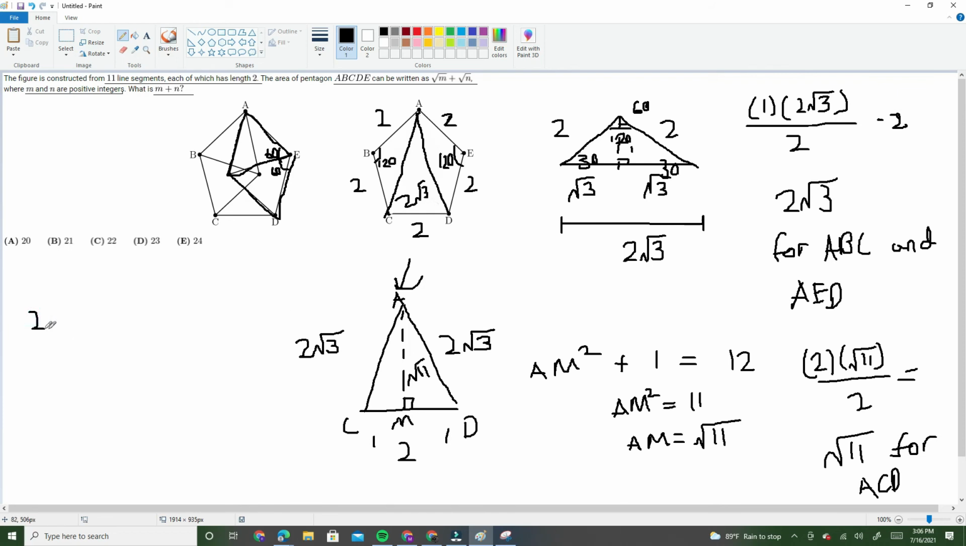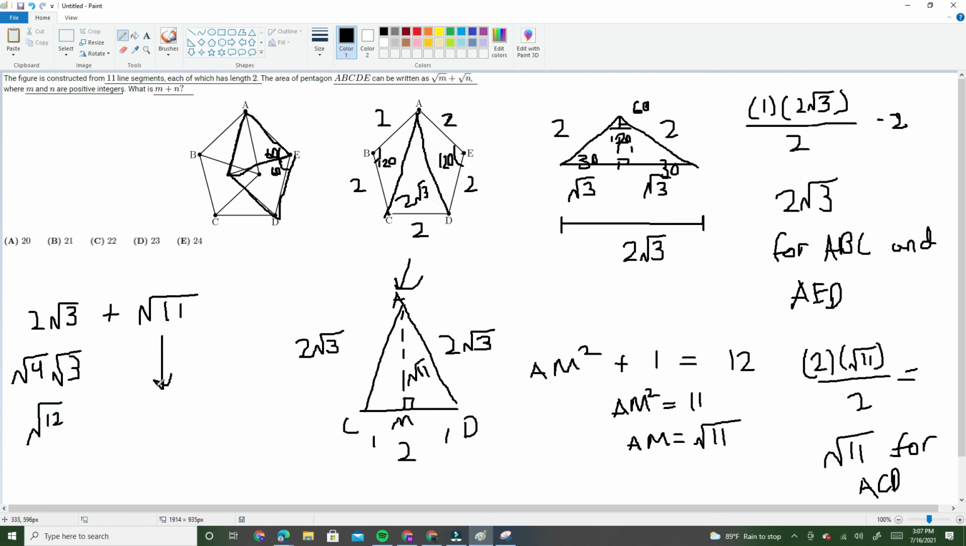So doing that, we get 2 root 3 plus root 11. Here's the thing though, we're not done, because it says that this area can be written as root m plus root n, where we can clearly see that root m and root n have no coefficients, which means that we're going to have to convert 2 root 3 into a form in which it has no coefficients before the radical. This can be easily done by converting 2 to root 4 and just multiplying by root 3 once again, which would give us root 12.